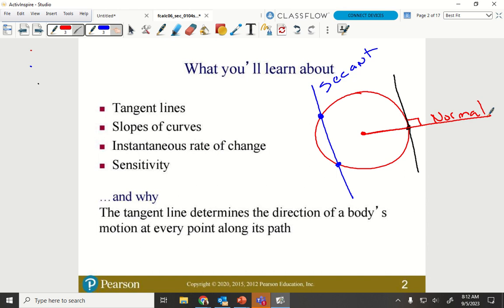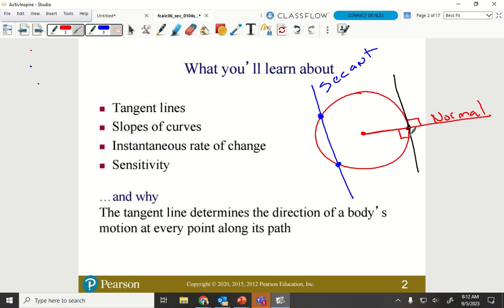The normal line is perpendicular to the tangent. So if I had my radius on my circle, this is also perpendicular to the tangent, but on the inside. On the outside would be the normal line that's perpendicular, and that means that they are coming together, forming a 90-degree angle, a right angle. So we have a normal, a tangent, and a secant.